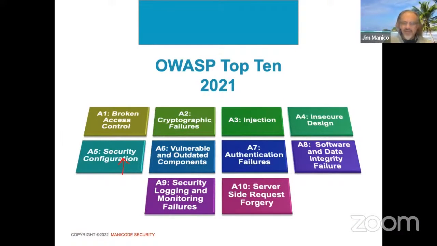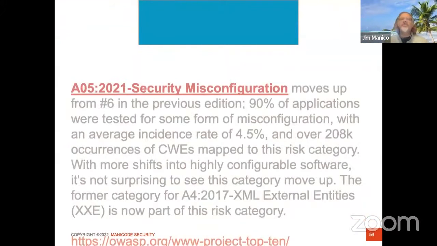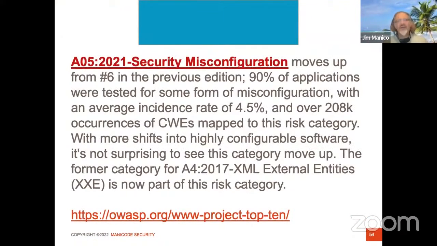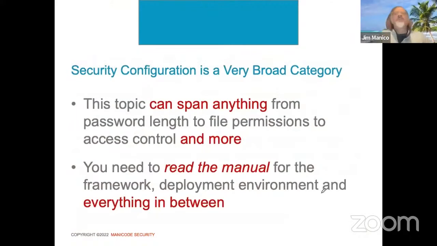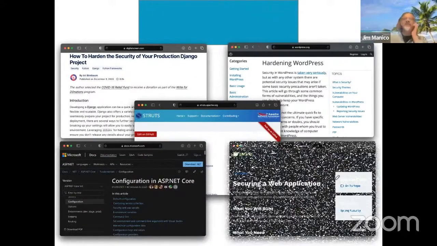So why is configuration so important when it comes to application security? Because so much of the cloud and software in general is done through a configuration layer. Like if I'm trying to stop problems with an XML parser, I have to configure that XML parser correctly. And so this topic can span anything from password length to file permissions to access control and much, much more. You need to read the manual and understand hardening guidelines for your different frameworks to configure them correctly.